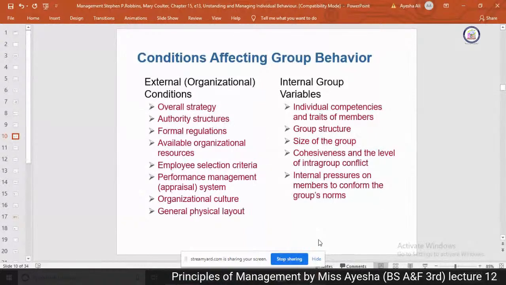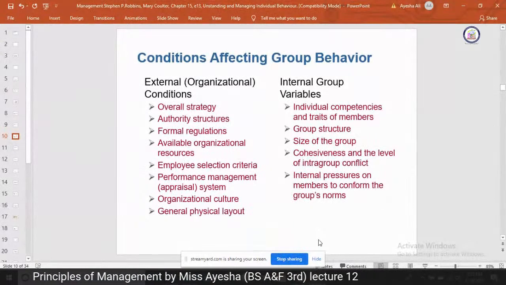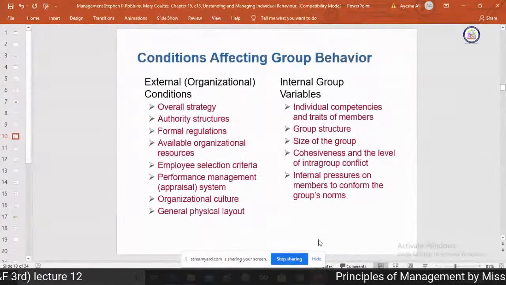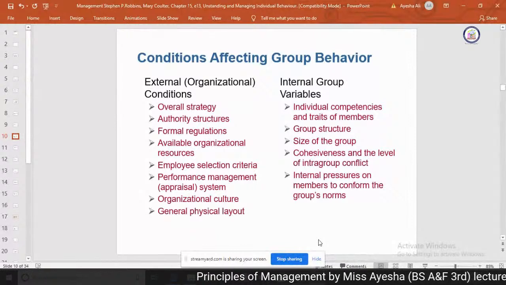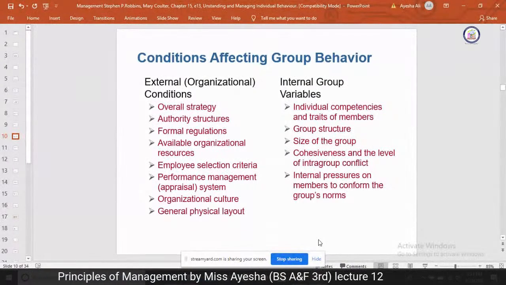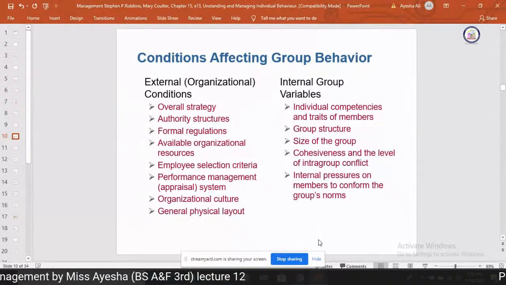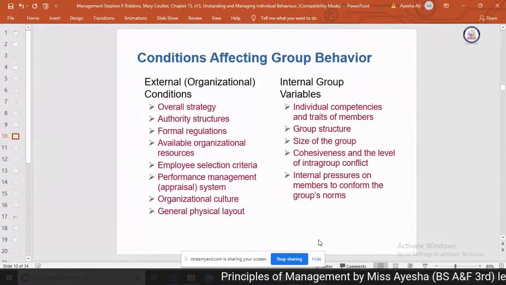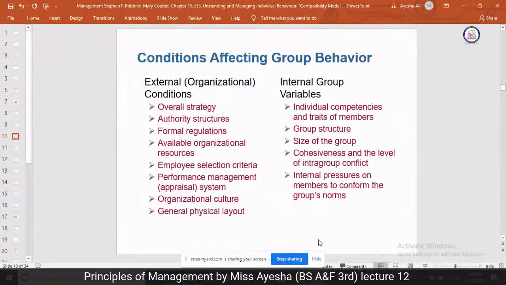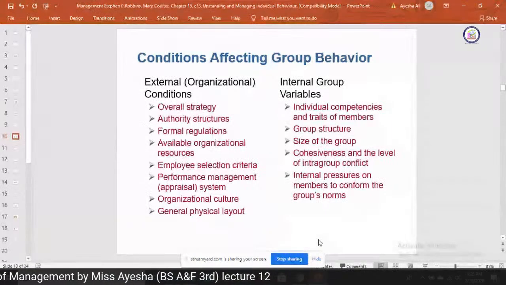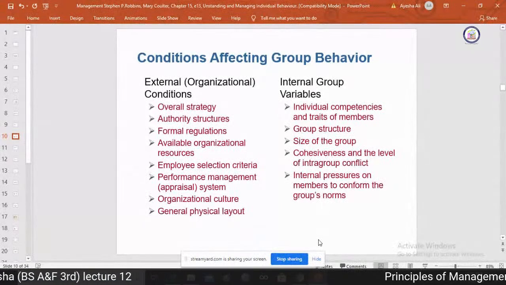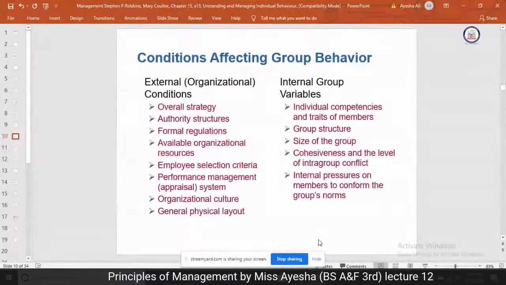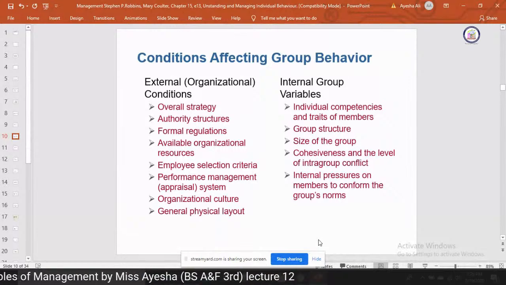If the conflict is healthy, it leads to good performance. But if the conflict is not healthy, it becomes dysfunctional, and it leads to distraction from the target and objective, and internal pressure on members to conform to the group norm. So how much pressure the group is facing in order to conform to the group norm. So these are the conditions which affect group behavior.